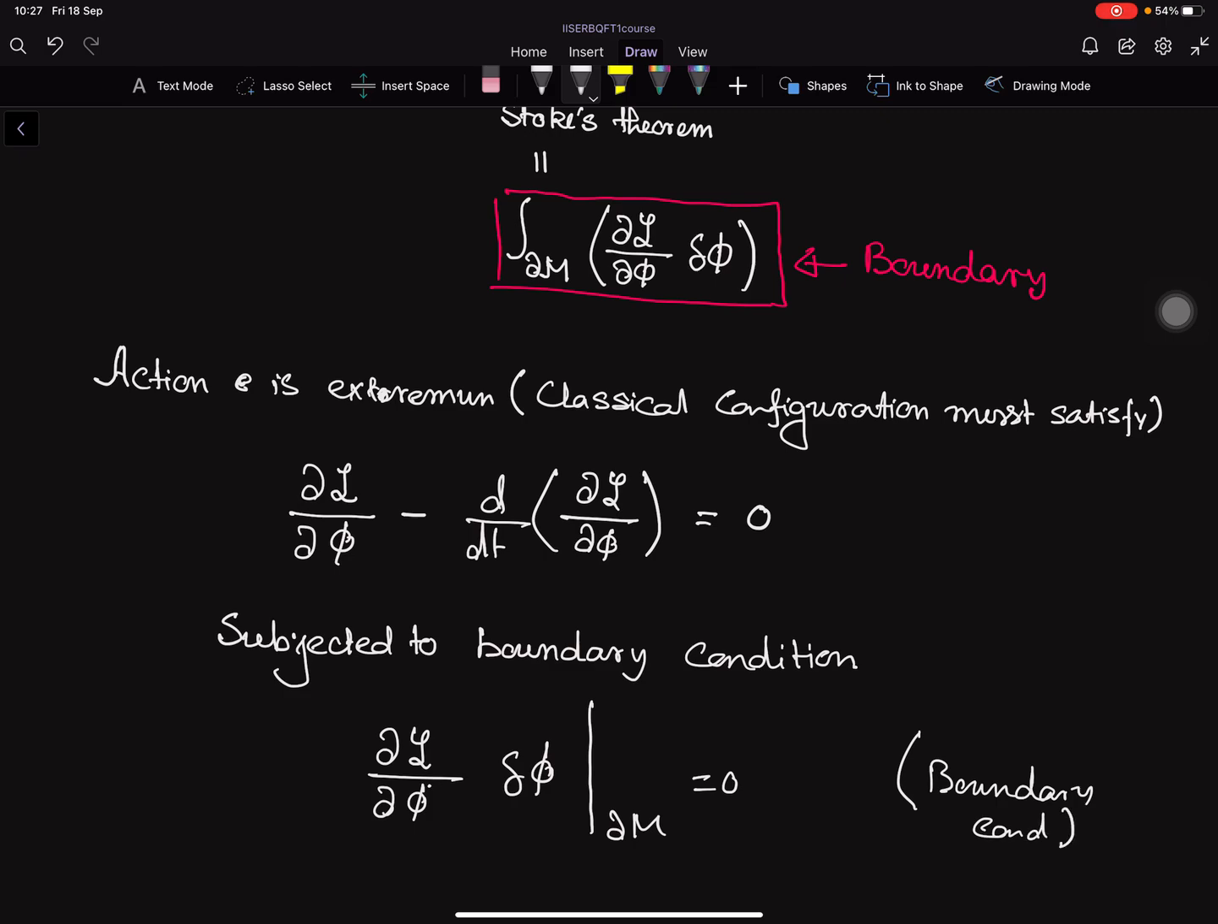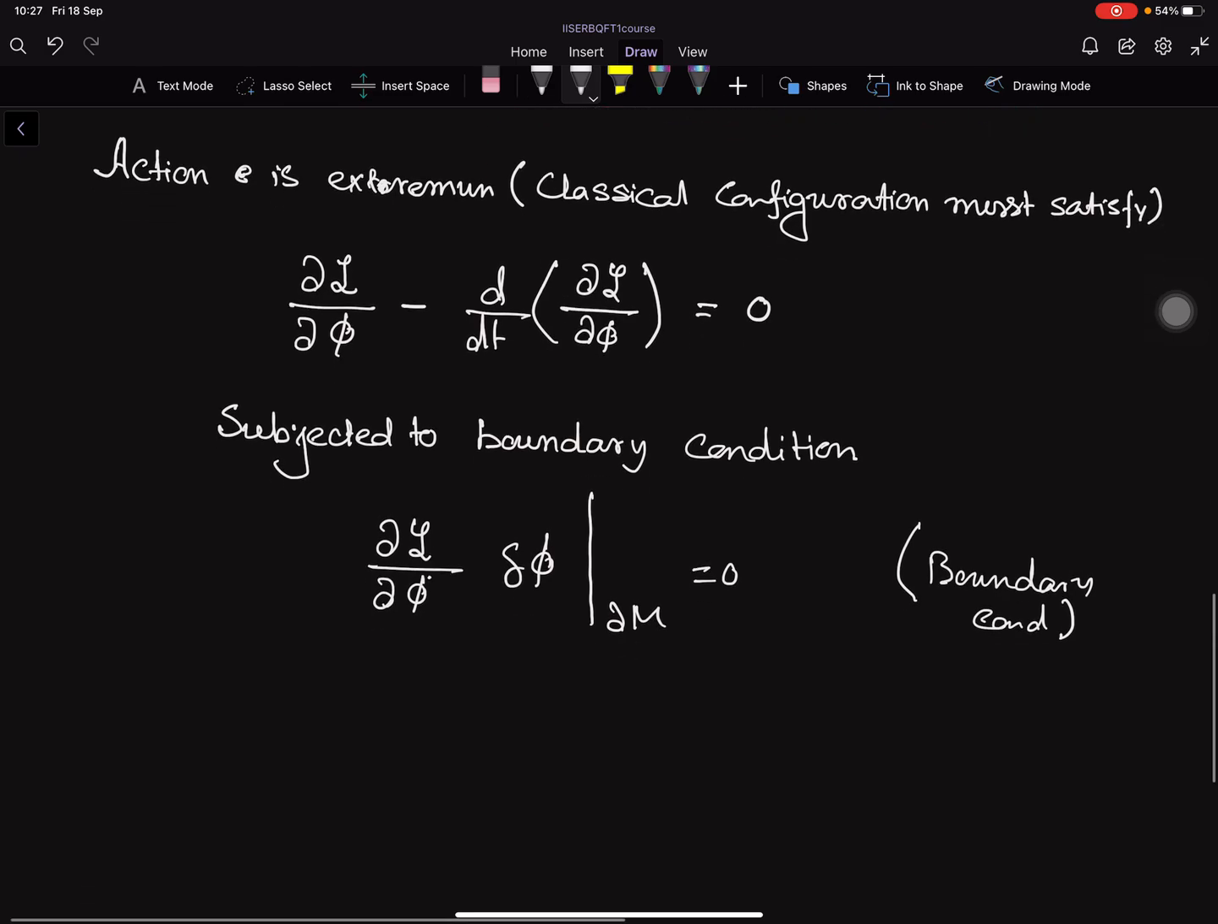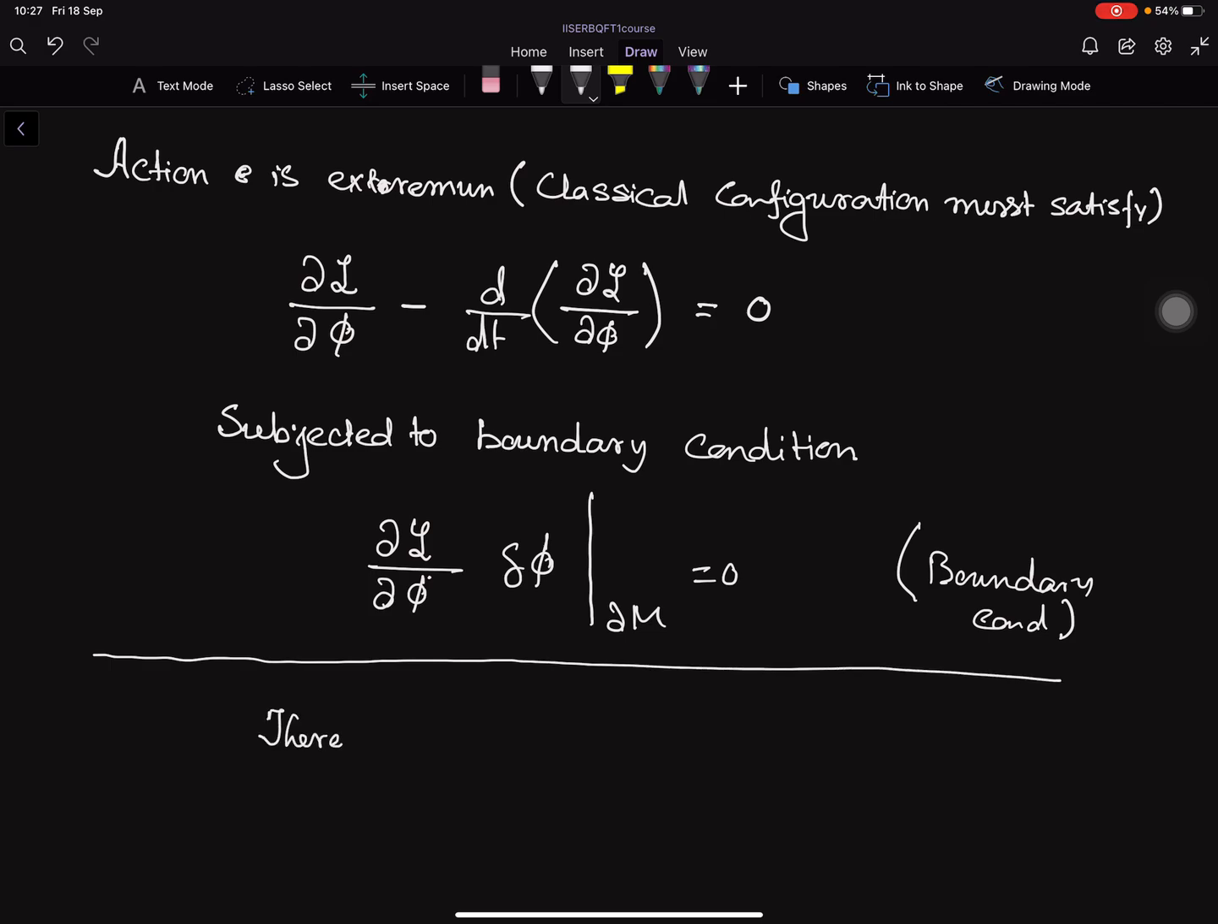This is one very important thing to know, that we get only equations of motion subjected to a boundary condition. We do not get equations of motion which are independent of boundary conditions, unless there are no boundary conditions, only if delta m is 0.